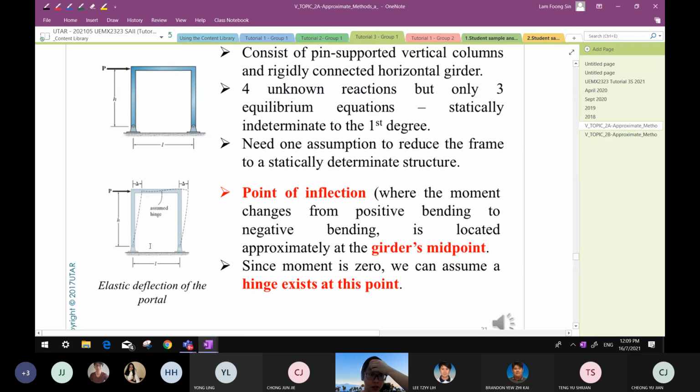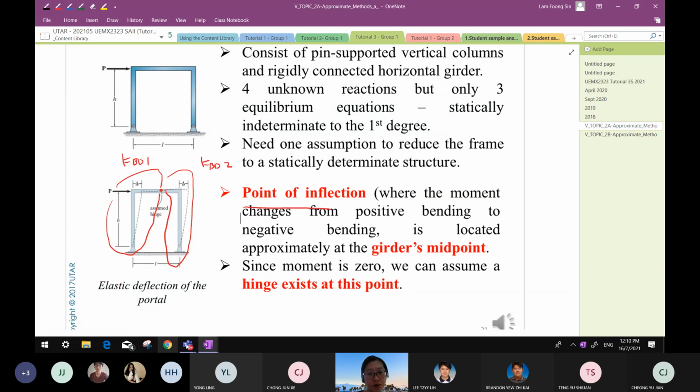That's a hinge here, and that's a hinge this one. Okay, so once you put a hinge, then you can cut it as free body diagram one, and then cut it as free body diagram two. Okay. So the point of inflection.